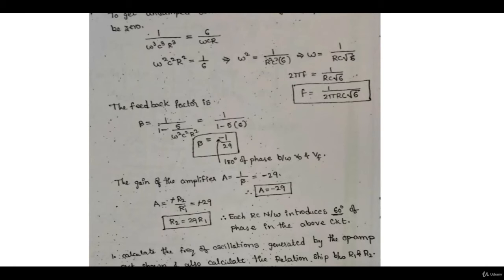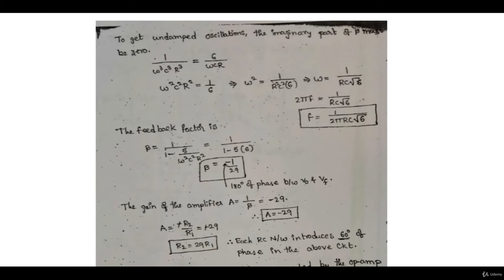Now comes the oscillator part. So here you can see, to get undamped oscillation, the imaginary part of beta must be 0. So we kept the imaginary part equal to 0, which will give 1 by omega cube C cube R cube is equal to 6 divided by omega CR, which will give ultimately omega is equal to 1 by RC under root 6. Or if you want to calculate in terms of f, you will have 1 by 2 pi RC under root 6. This is the frequency of oscillation of the RC phase shift oscillator. Okay, with this frequency only it will oscillate.